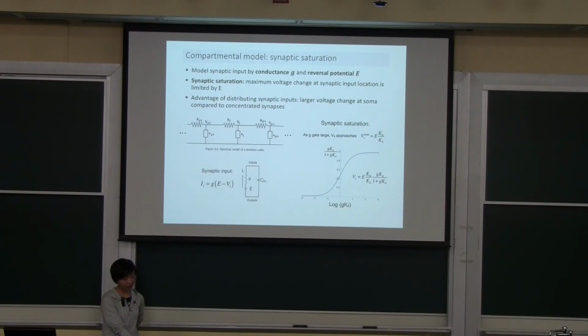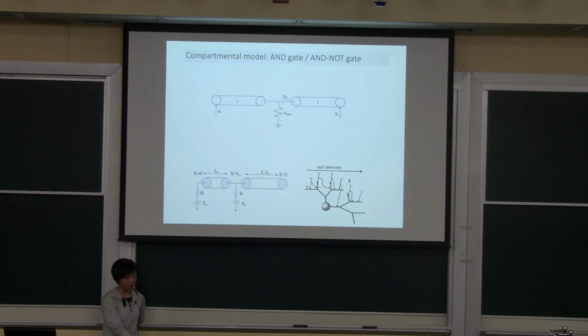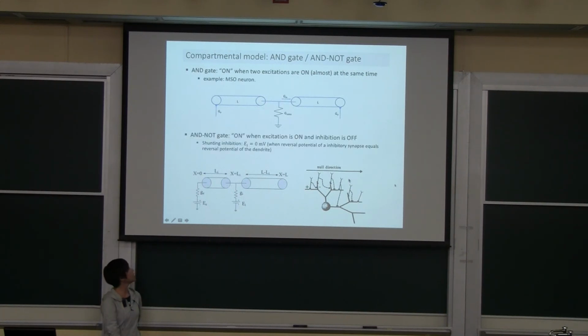Okay, what else did we talk about? We talked about how a single neuron can do logical computations. So we mentioned the AND gate, which you have done in the homework. You have to have both of the synapses turn on together, then cause some voltage change, then action potential generation here. And another is the AND NOT gate. So it involves one excitatory synaptic input and another inhibitory synaptic input.